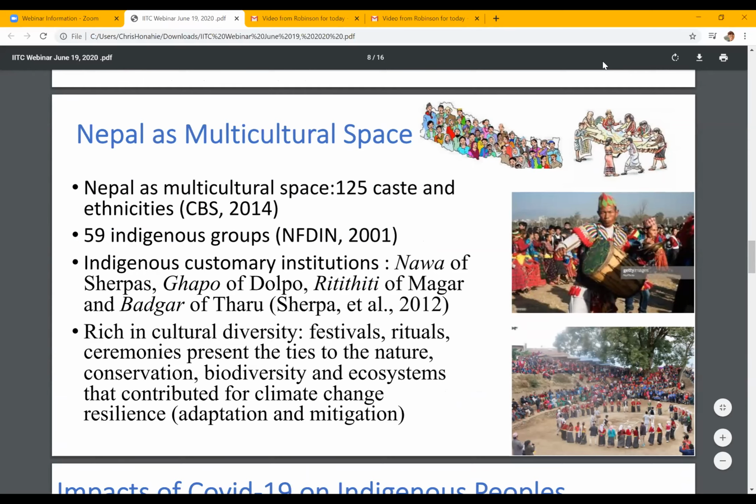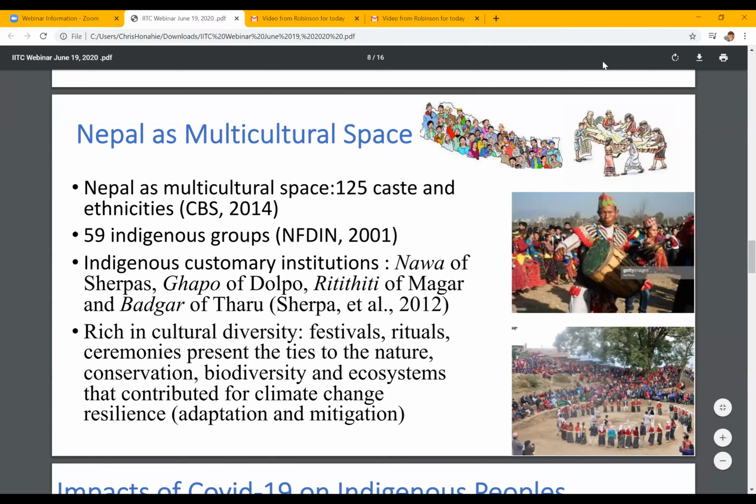In this context, I'm just sharing some thoughts from Nepal as well. In Nepal, 59 indigenous groups have already been identified. Now one is added, so 60 indigenous peoples recently. It's 35% of the total population who are indigenous peoples.